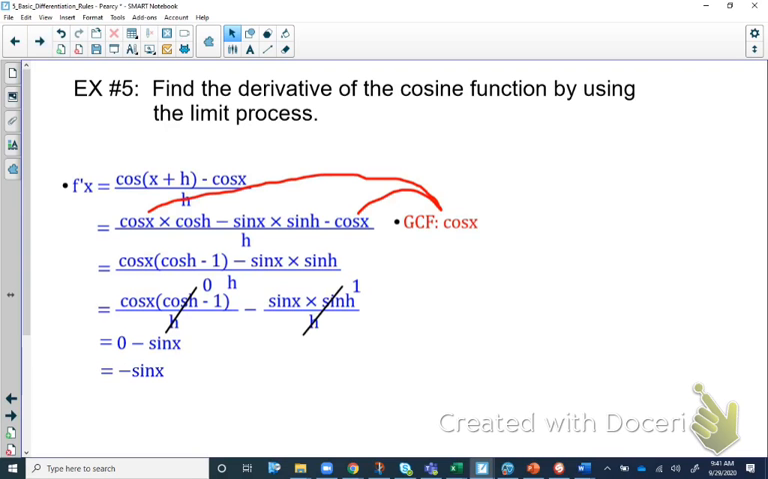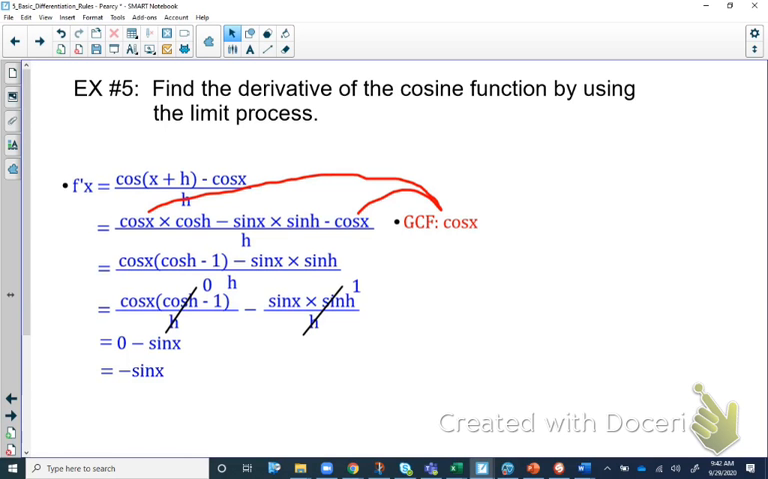So were you able to get there? I hope so. So we start off with the limit definition like what we did on the last example. So I have cosine of x plus h minus cosine of x over h. Using the angle sum identity, we can rewrite the cosine of x plus h as cosine of x times cosine of h minus sine of x times sine of h. And very similarly, we're going to recognize that cosine of x is going to be a common factor in the numerator. So I'm going to factor that out, giving me cosine of x times cosine of h minus 1 minus sine of x times sine of h.